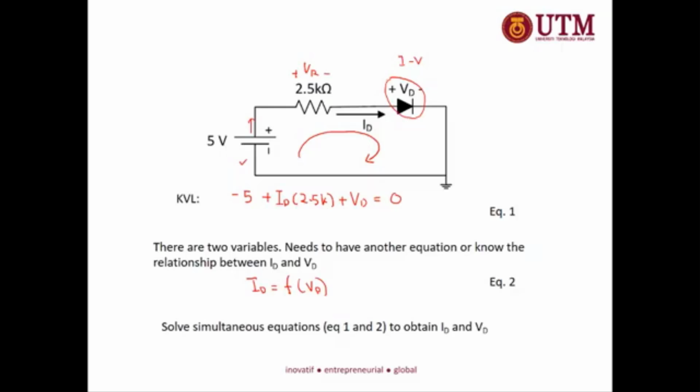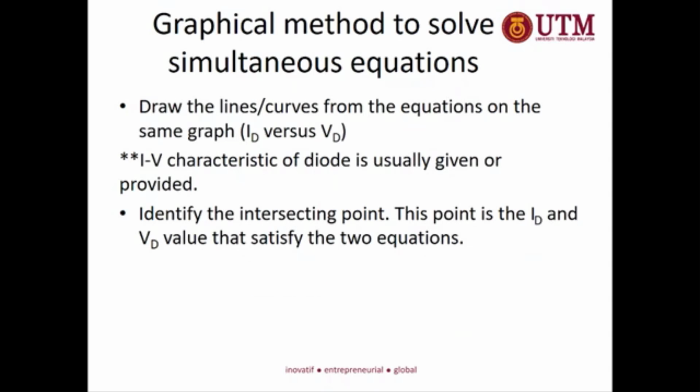Once you get ID, you can get VR. Okay, first the graphical method to solve the simultaneous equations. The name of the method, graphical, means that you use a graph. We have two equations, so you need to draw both equations on the same graph, the line or curve from each equation. So ID versus VD.